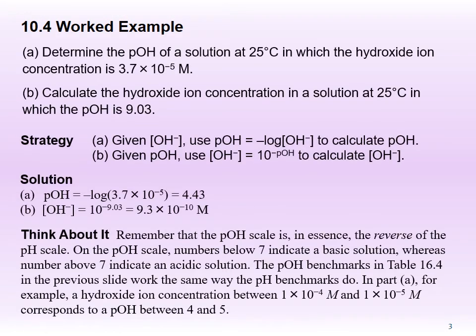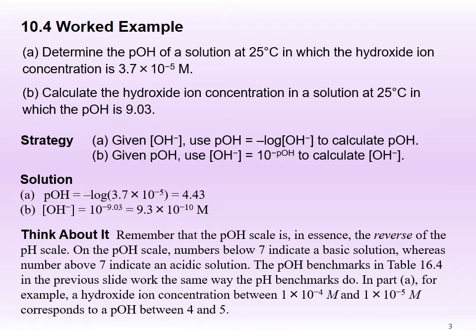Now for some examples. Part A. Determine the pOH of a solution at 25 degrees Celsius in which the hydroxide ion concentration is 3.7 times 10 to the power of negative 5 molar. Part B. Calculate the hydroxide ion concentration in a solution at 25 degrees Celsius in which the pOH is 9.03.